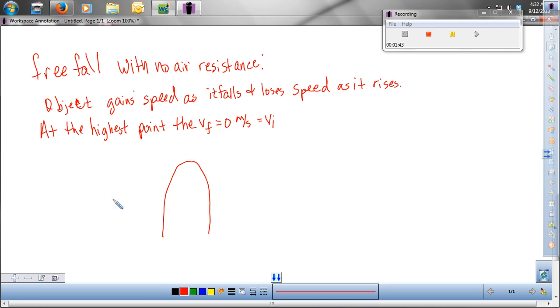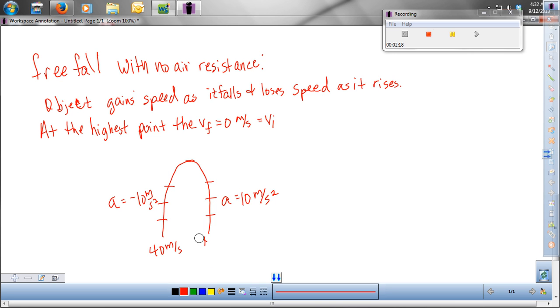On the way up, the acceleration is a negative 10 meters per second squared, and on the way down, the acceleration is positive 10 meters per second squared. So every second it rises, if it starts here at 40, every second it rises, it's going to lose 10 meters per second of the speed until it gets here, goes to 0, then it begins to pick 10 meters per second back up, and it comes back to the same level.